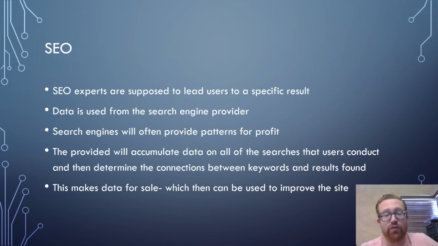Search engines provide these for a profit. They're not necessarily in it for helping. They're more in it for the money, because if this data is available, they're going to sell it, so that people can find it. The provided information will accumulate data on the search engines and the searches that users conduct, and then they determine the correlations and connections between the keywords and the results found. Essentially, they provide the company that's requesting this information data on all of the searches that users conducted, and they'll determine the connections between the keywords and the results.